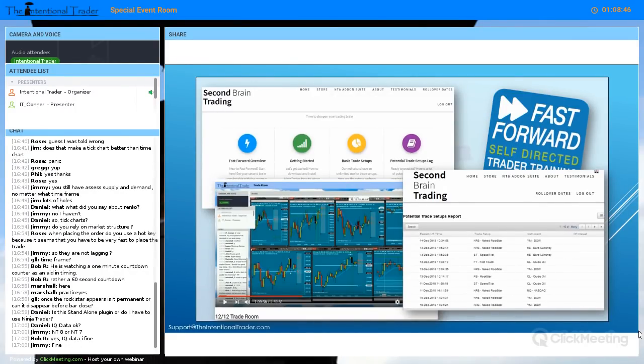You can look here and go, okay, I'm going to go to the video, look at that time, and watch that trade setup. Then you set up your market replay, set up a chart and a trading DOM, and you practice those trade setups. So that's all part of our Fast Forward program.